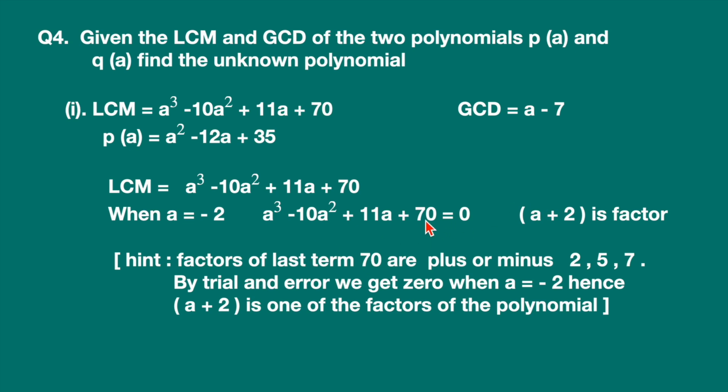The factors of the last term will be 2, 5, 7. So you have to do trial and error, plus or minus 2, plus or minus 5, plus or minus 7, like that. If you substitute, you can find the value of A. After trial and error, we found that when you put A equal to minus 2, this polynomial becomes 0. So A plus 2 is a factor.